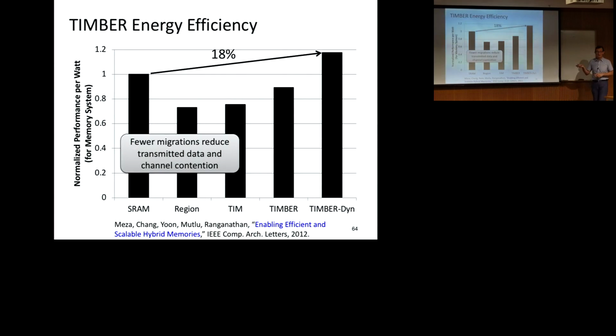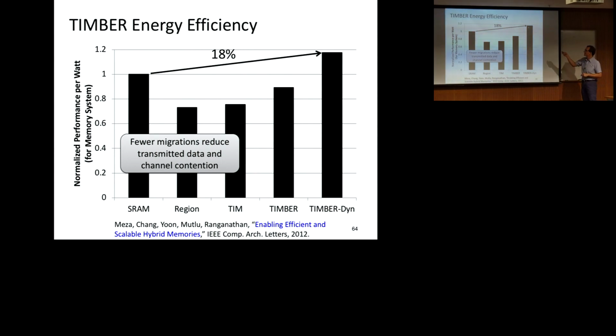And this is the energy efficiency. This is if you have an SRAM tag store. If you're region-based, you lose energy efficiency. This is in terms of performance per watt. And this is if you have tags in memory. This is if you cache the tags. And this is if you have dynamic granularity.